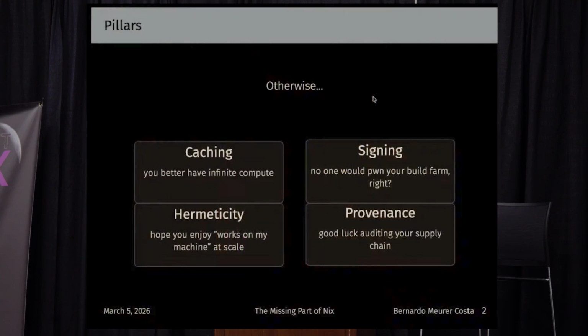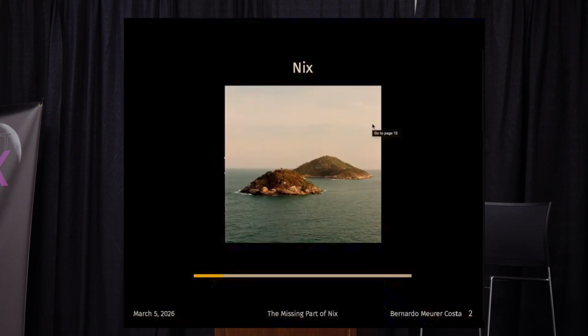If you don't have this, things get really hard. If you don't have caching, I hope you have a lot of compute to pay for it. Without hermeticity, great, your build works on my machine, but at scale. Without signing, how would you know which artifacts to invalidate if you do have a security issue in your build? And without provenance, how do you even know what you're building that for?